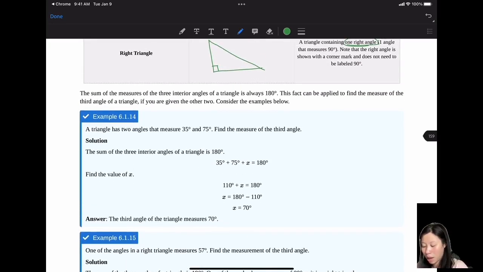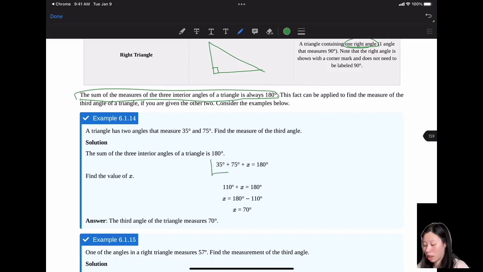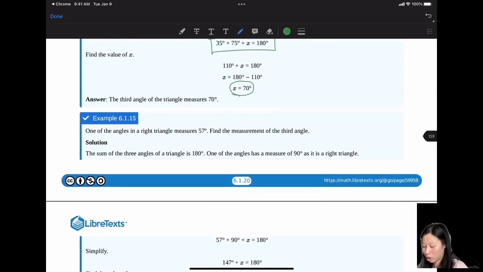So look, a triangle has two angles that measure 13.5 and 17.5 degrees. Find the measure of the third angle. So we know that the sum of the measures of the three interior angles of a triangle is always 180 degrees. So that means we can set the equation as 13.5 degrees plus 17.5 degrees plus x, the unknown angle, equals 180 degrees, and then solve the algebra. So we get x equals 149 degrees.